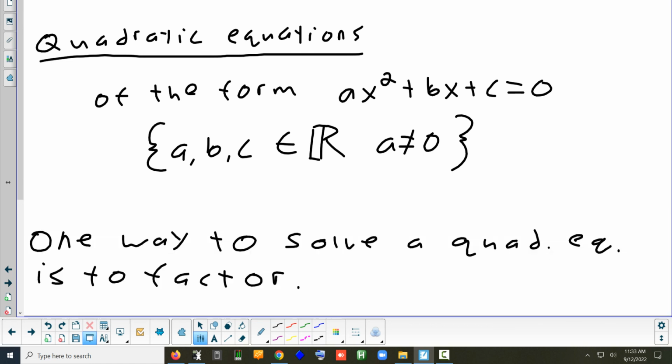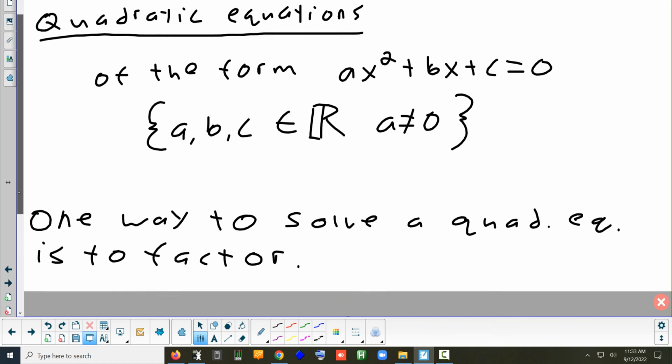Okay. So one way to solve a quadratic is to factor. So this isn't really intended to reteach you factoring. We'll go through an example. But that's something really you need to know how to do when you come across a quadratic. It's factoring.